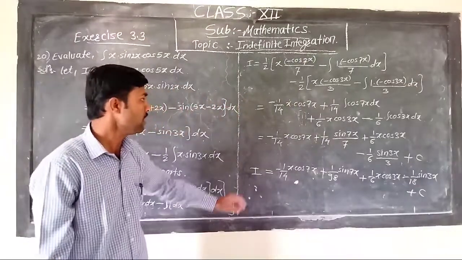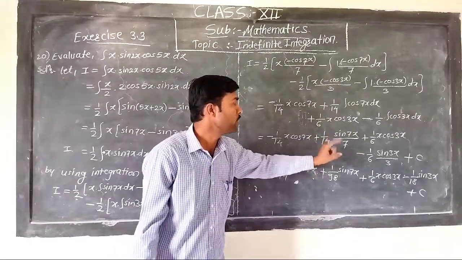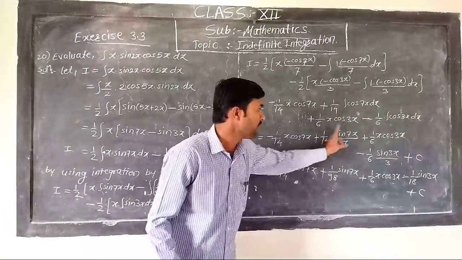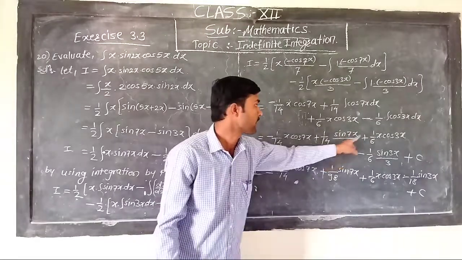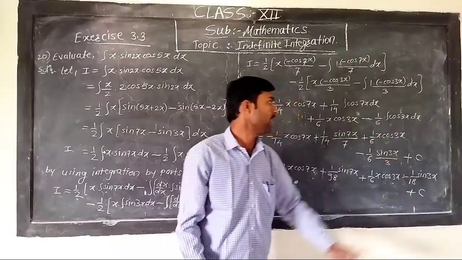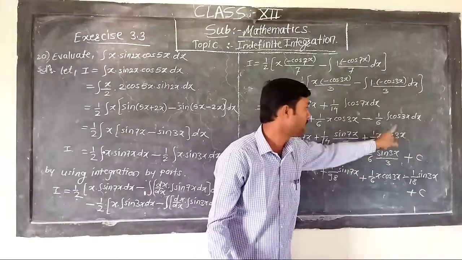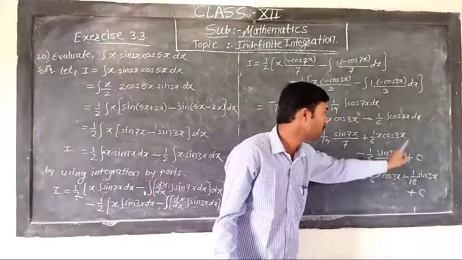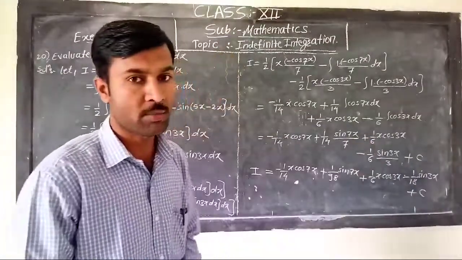Now friends, here will be minus 1 by 14 into x cos 7x, remains as it is, plus 1 upon 14 into integration of cos 7x dx. Integration of cos is sine, so it is sin 7x, but as it is a composite function, the derivative of 7x is 7, plus 1 upon 6 into x into cos 3x, minus 1 upon 6 into integration of cos 3x, it is sin 3x, but as it is a composite function, the derivative of 3x is 3 in denominator, plus as all the terms of integrations are over, there is an integration constant plus c.